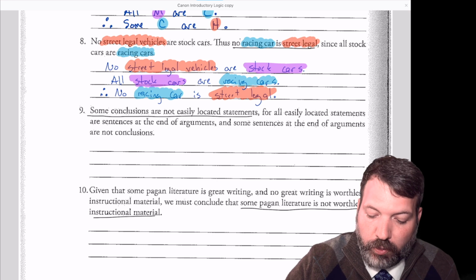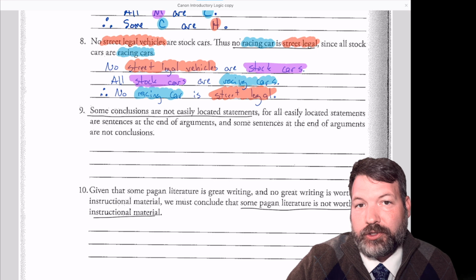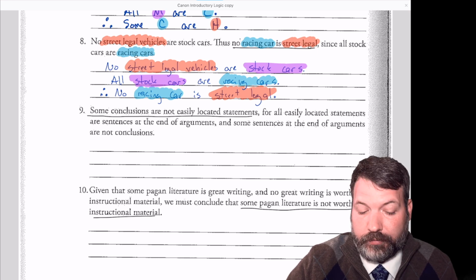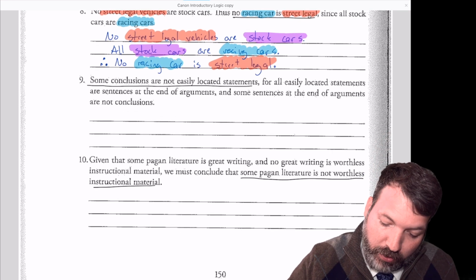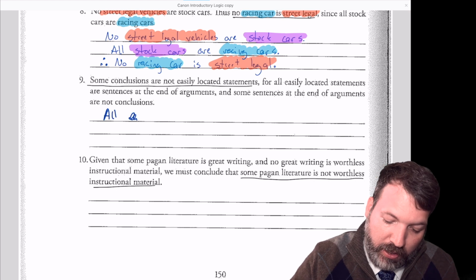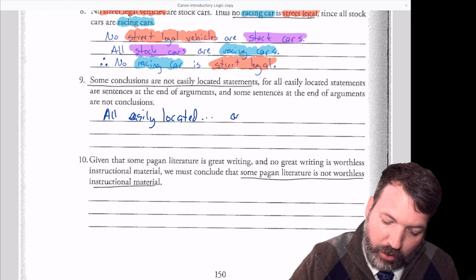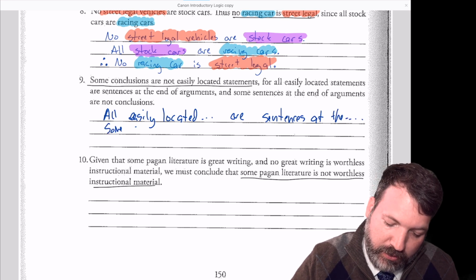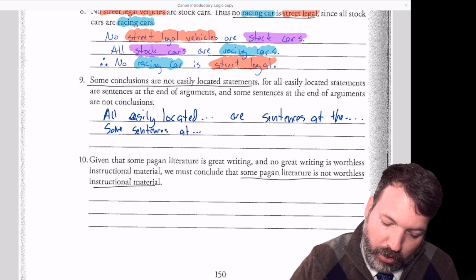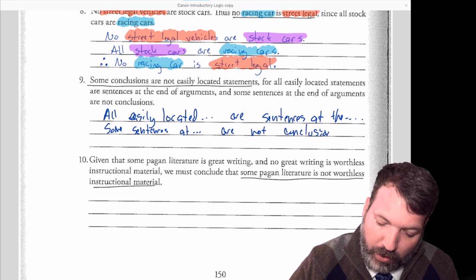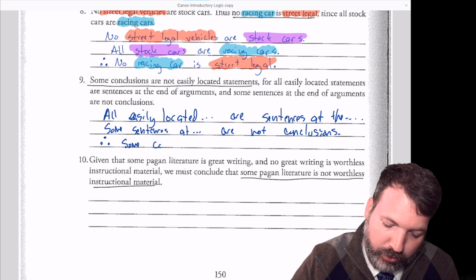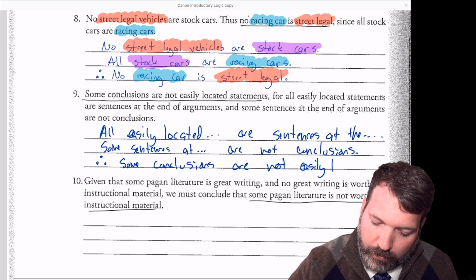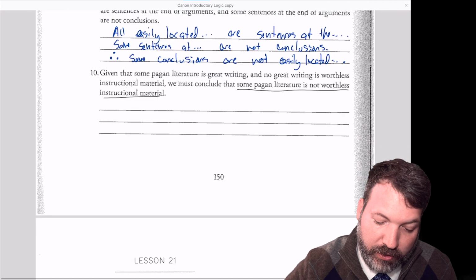Number 8, I already have done there. The conclusion was no racing car is street legal. So from that, we can figure out that it should have gone in the order: no street legal vehicles are stock cars, all stock cars are racing cars, no racing car is street legal. So that's number 8. Number 9 should go in this order. I'm just going to give you the answer now. All easily located statements are sentences at the end of an argument. Some sentences at the end of an argument are not conclusions. Therefore, some conclusions are not easily located statements. And again, you might abbreviate to make that a little bit easier, but that is the order that number 9 should go in.